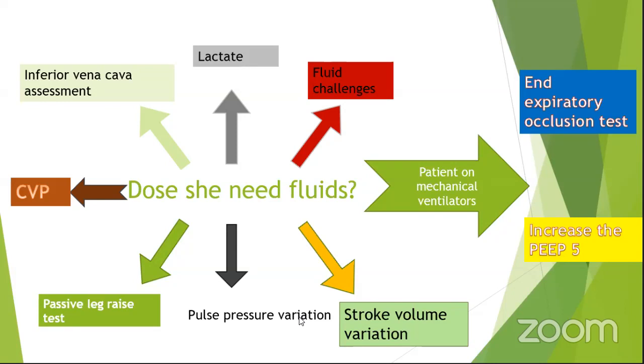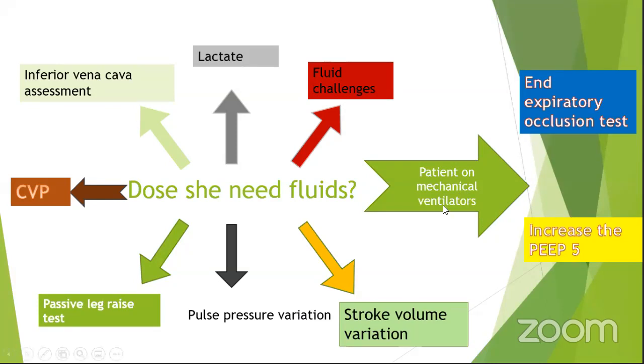This is important, and the tidal volume should be more than 8 ml per kg ideal body weight. So this is very important. So you can see if there is significant variation, you will consider this patient fluid responsive, or the other test, passive leg raise.